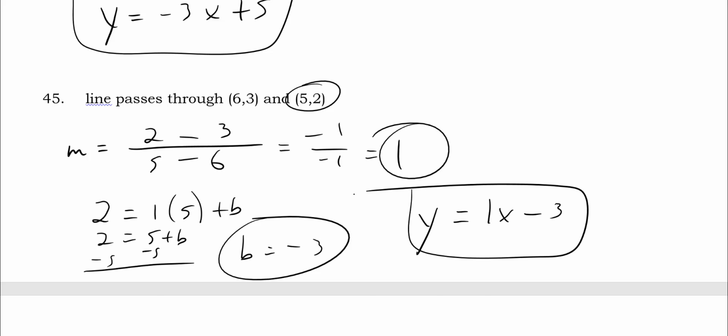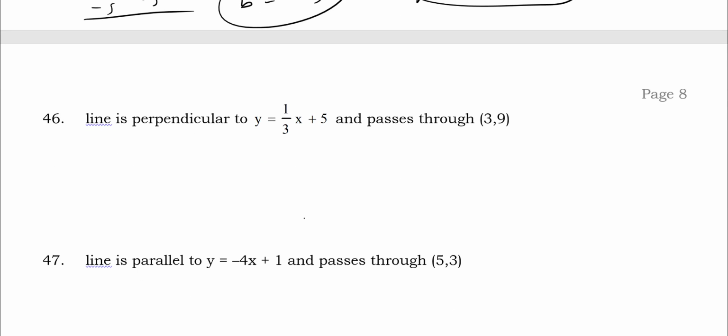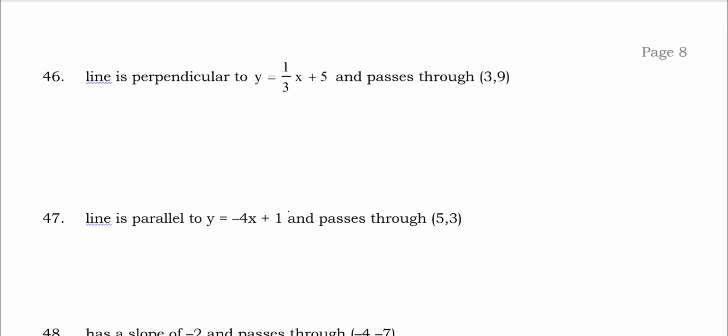Okay, pretty straightforward. Again, I'm looking for an equation. So I'm telling you it's perpendicular to this line. So if it's perpendicular, a slope perpendicular to it is opposite, which means negative reciprocal, which means 3. So my slope is -3. And it passes through (3, 9), so you've got to find b.